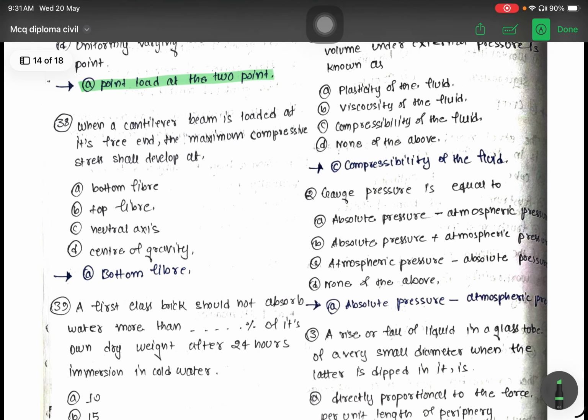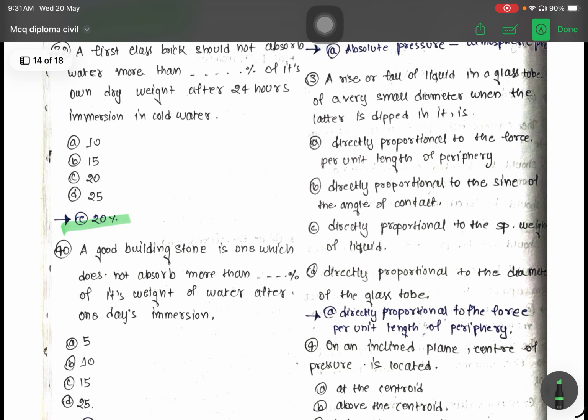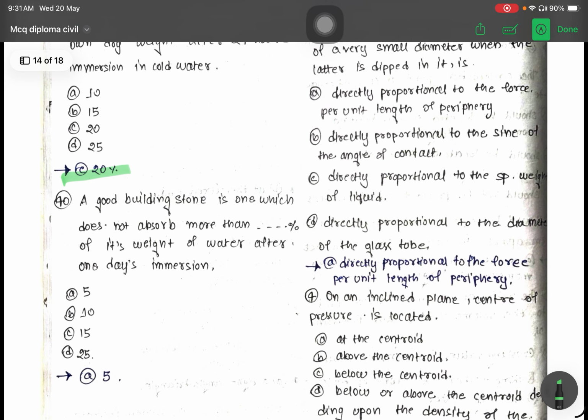When a cantilever beam is loaded at its free end, the maximum compressive stress develops at the bottom fiber. A first-class brick should not absorb water more than 20% of its own weight after 24-hour immersion in water. A good building stone is one which does not absorb water more than 5%.